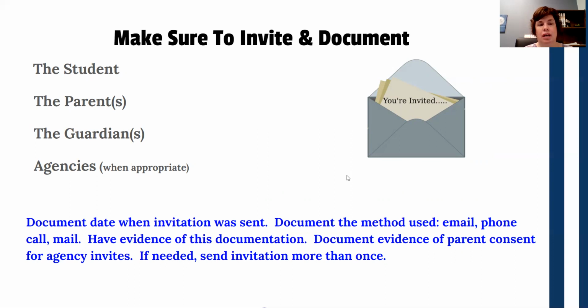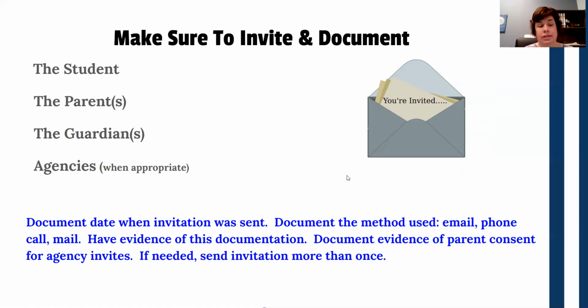To me, it's kind of like, if you don't document it, it didn't happen. So make sure you document when you invited all these people. Document the method used. Did you do an email invite? Did you call the person? Did you formally mail them? Have evidence of this documentation.